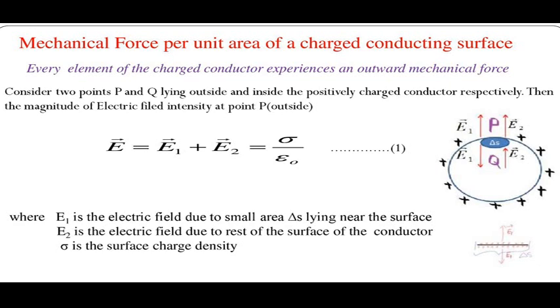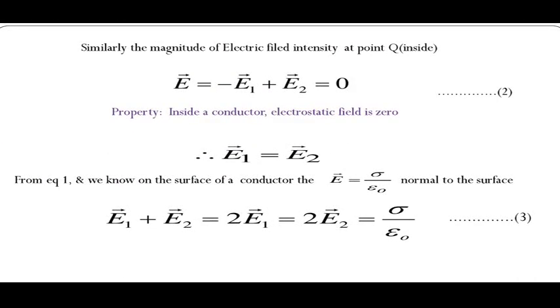So this is given in equation number 1. Now come to point Q. In the image we can see at point Q electric fields are pointing in opposite directions. So the total electric field at point Q is 0, and point Q is lying inside the conductor, so the electric field is coming out to be 0, which is another property of a conductor. This is shown in equation number 2.